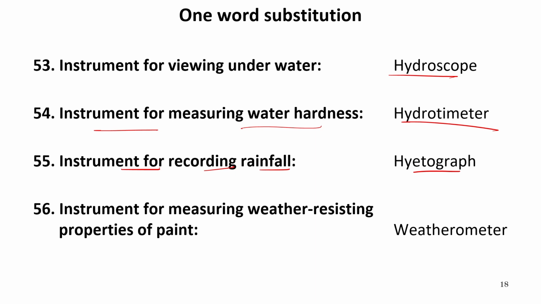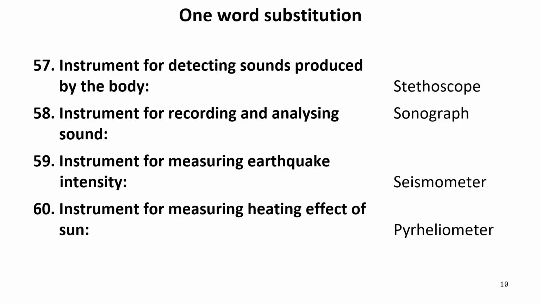Instrument for measuring weather resisting properties of paint. This is known as weatherometer. So weather is used for weatherometer. Now let us move to the next one. Instrument for detecting sounds produced by the body. This is known as a stethoscope. You must have seen a stethoscope in the doctor's hand, because they always keep it just to check the heartbeats of the patient and also to check the different sounds produced by the human body.